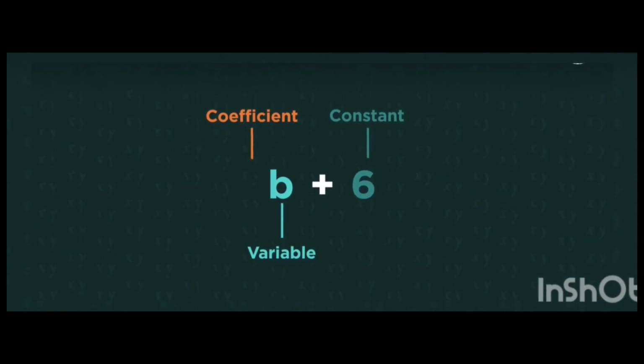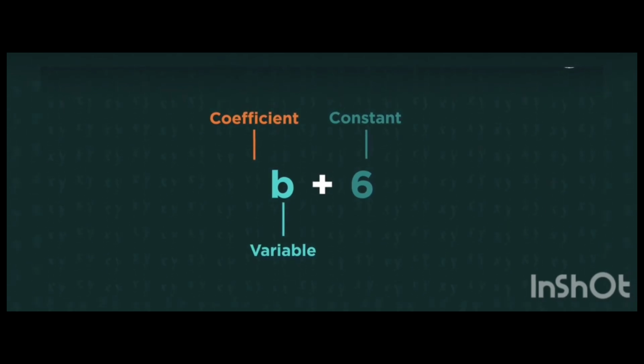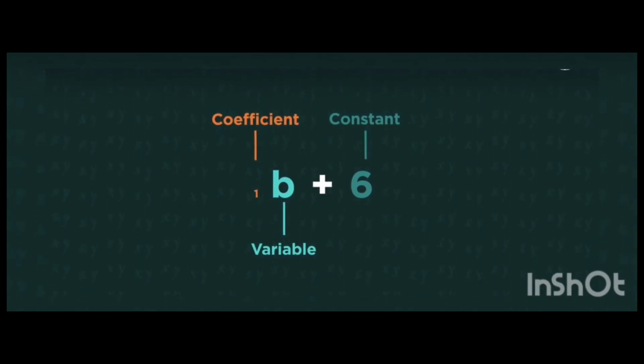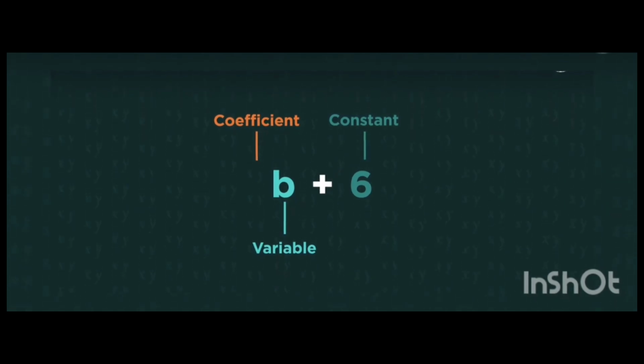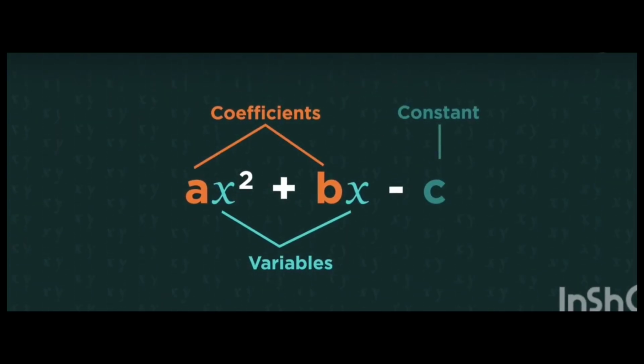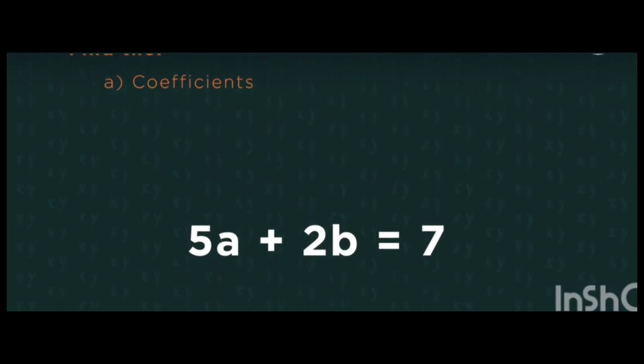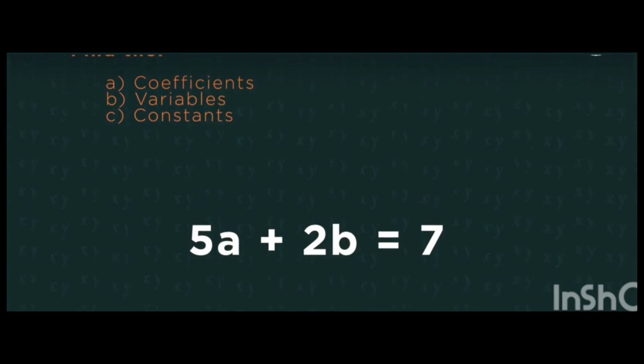If a variable doesn't have a coefficient in front of it, it means the coefficient is 1, but we just don't write the 1. Sometimes we can even have letters to represent coefficients. Give these questions a go. Pause the video and work them out.